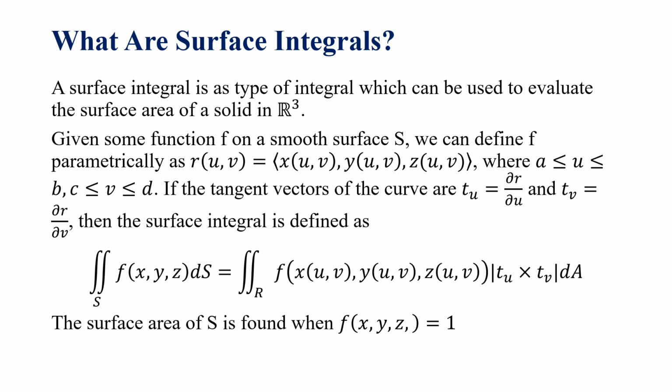the surface integral is defined as the double integral of f of x,y,z dS, equivalent to the double integral of f of x of u,v, y of u,v, z of u,v multiplied by the modulus of the cross product of the two tangent vectors, with respect to the area. This means that the surface area of the space S can be found when f of x,y,z is equivalent to 1.